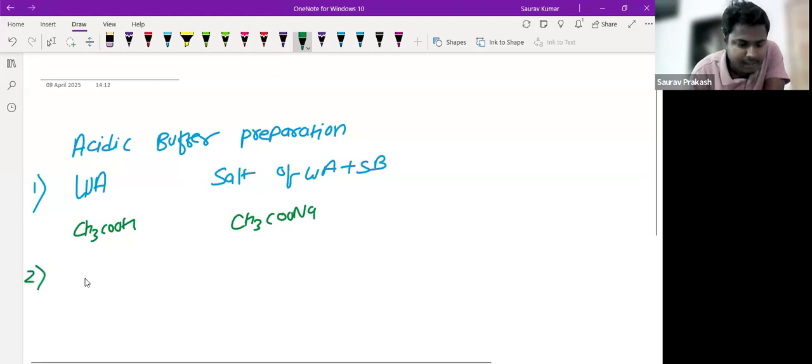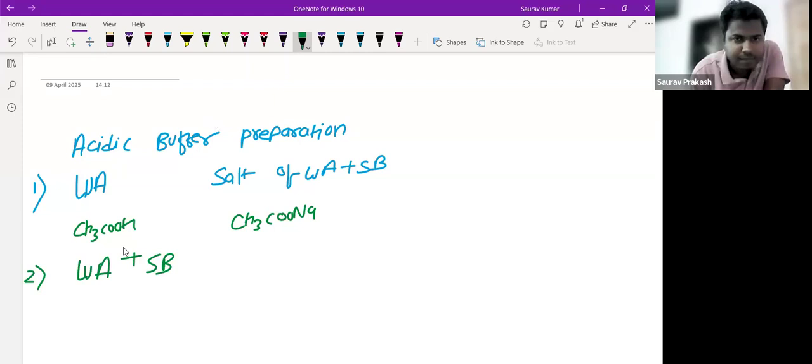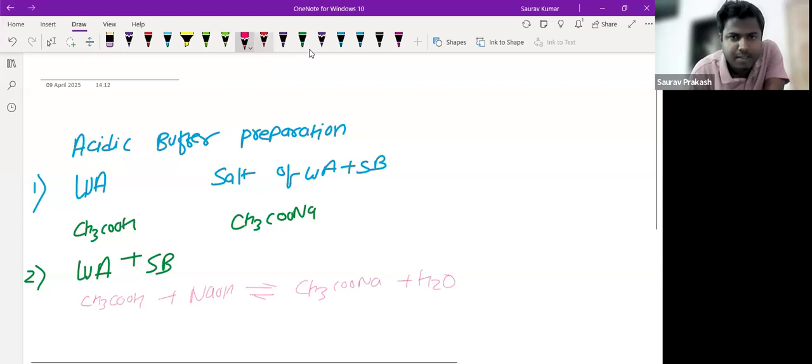The next method will be weak acid plus strong base. So how can it be prepared by the weak acid and strong base? It should be CH3COOH plus NaOH. It will give CH3COONa plus H2O.